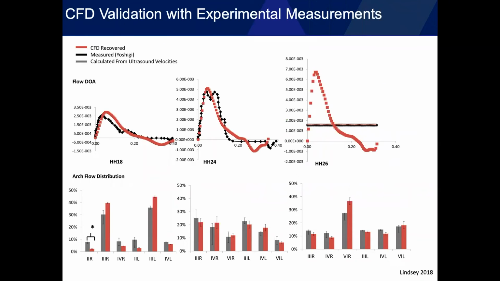And so whenever you do CFD, you definitely have to validate it as well. One of the ways that we validated it was, we only impose the inflow curve. And then we use measurements from the arches and the dorsal aorta to validate that what we also measured via ultrasound, we could recapitulate. We compared this against both the Yoshigi paper, which is where we got the lumped parameter model from, and what we calculated from ultrasound, and saw that they matched up fairly nicely.